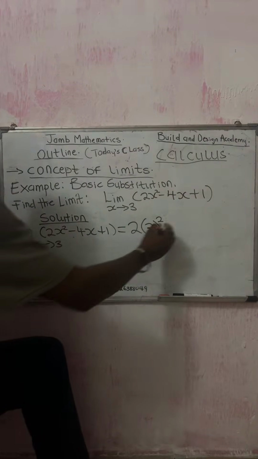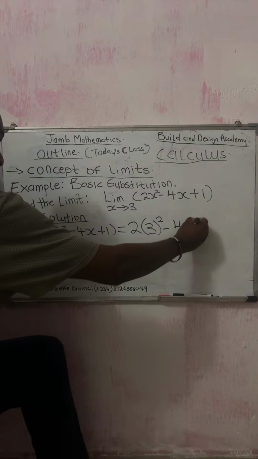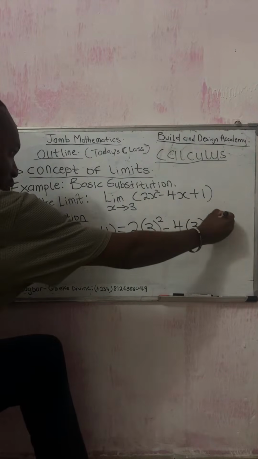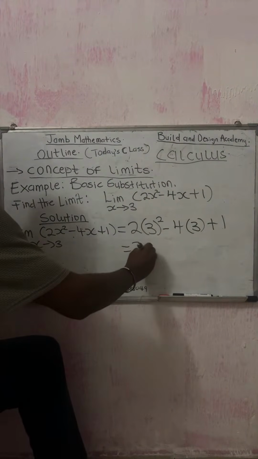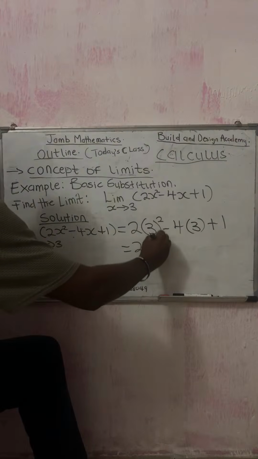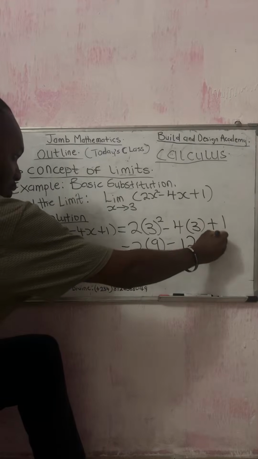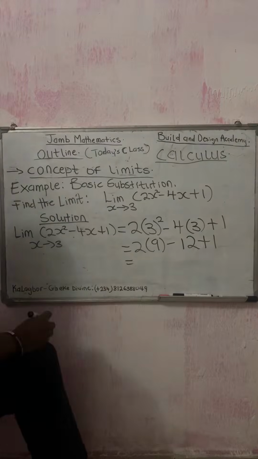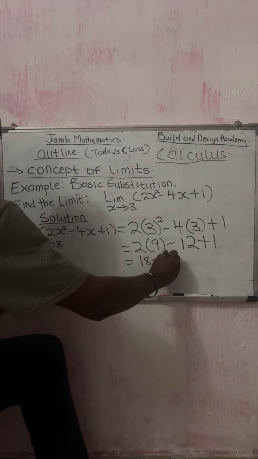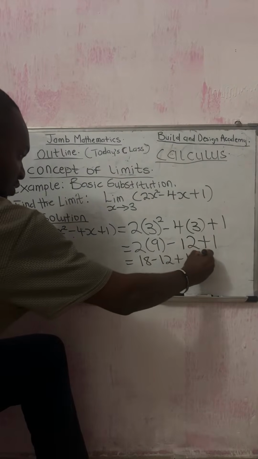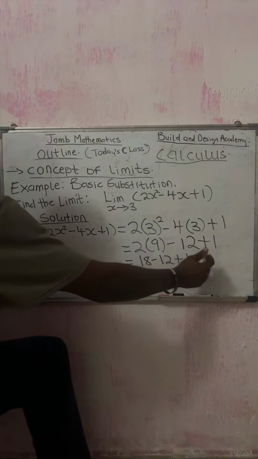3 squared minus 4 into 3 plus 1. Now we have our answers to be what? 2 into what? 3 times 3 is 9, minus 4 times 3, which is 12, plus 1. We have our limit to be what? 2 times 9, we have 18 minus 12 plus 1, which will give us 18 minus 12, 6, plus 1, 7.